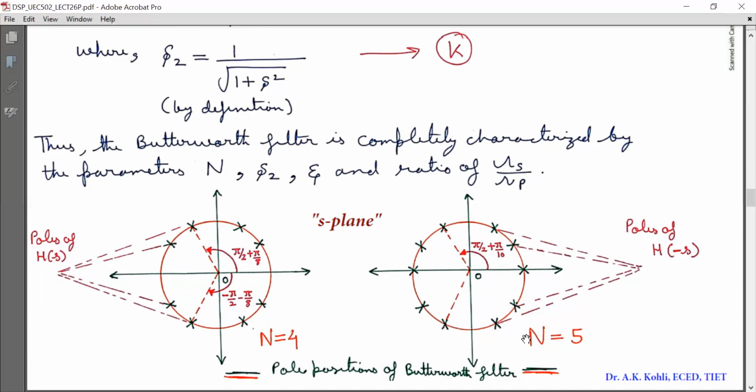Now in case of capital N is equal to 5, that is odd, these 5 poles in the left hand side of S plane belong to H(s), and these 5 poles on the right hand side in S plane belong to H(-s). And look at this, there is no pole on imaginary axis as mentioned above, but on the real axis poles are located when N is odd. So this is how we mark pole positions of Butterworth filter in S plane.